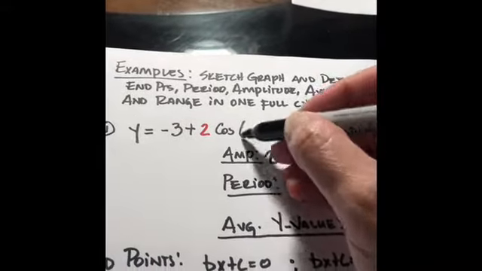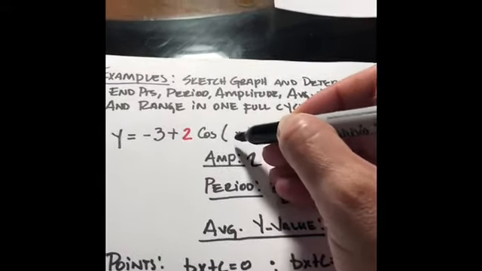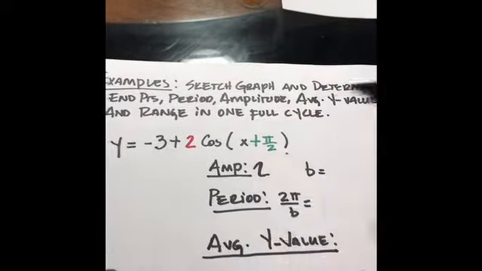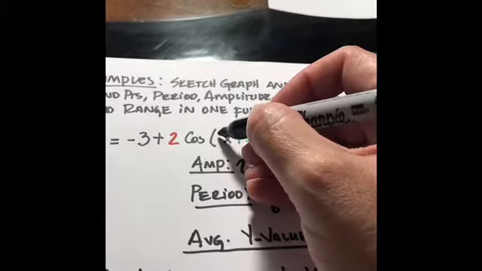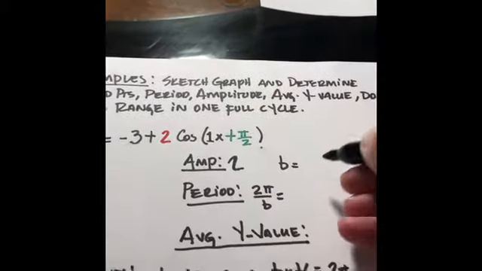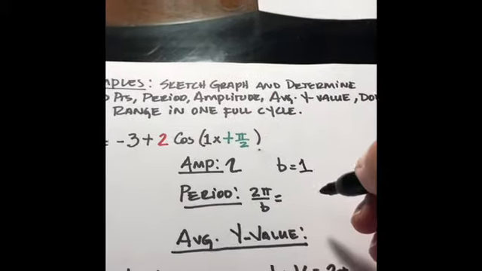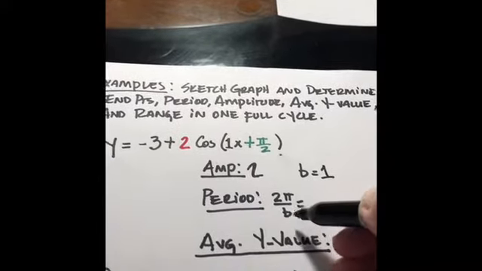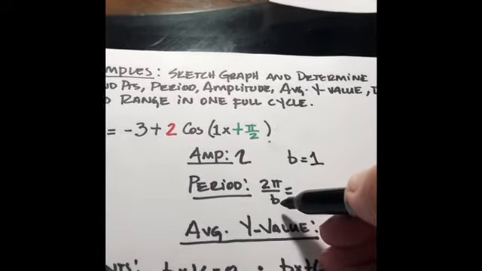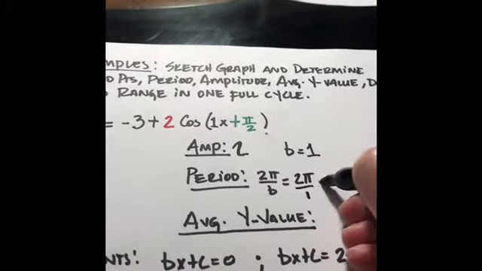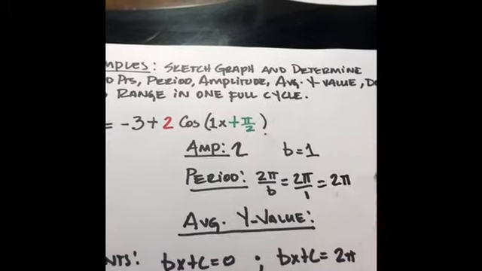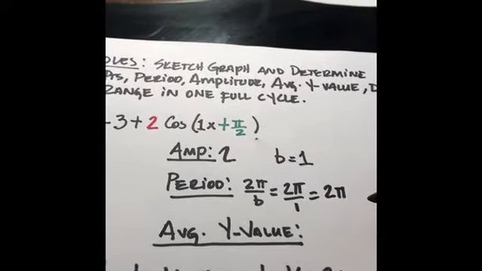The b value is obtained from the coefficient of x. Remember in this part that if I don't have a number as a coefficient, the number is 1. So it's a 1 that is not written here, and that is exactly my value of b. So from the b, which is in the denominator of the formula for the period, I plug it in, 2 pi over 1, and this is equal to 2 pi. The period of this graph is going to be 2 pi.